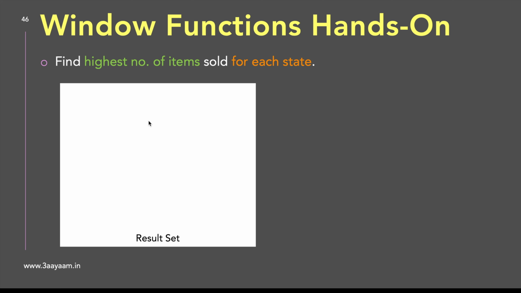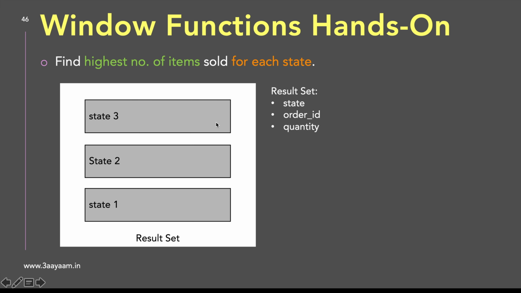Now for each state, the orders table does not have any state. The orders table has customer ID and the customers table has state. That means we'll have to join 2 tables. So in the result set, we'll have state from the customers table, order ID from the orders table, and quantity from the orders table. Order ID and quantity is equivalent to items. That's what I'm saying.